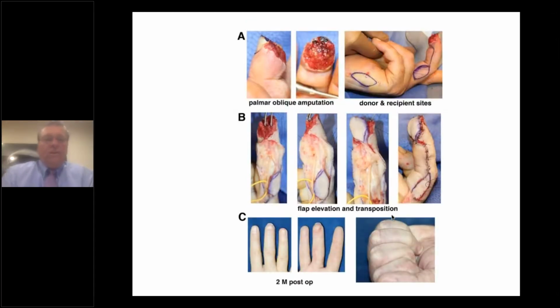Here's one of the procedures that I think we're doing more. I think this is a much more physiologic approach. You can see the distally based island flap taken from the side of the finger, and the donor area is covered with a full thickness hypothenar graft. This is a one-stage procedure, and they do pretty well. You can see this man 2 months post-operatively, and he's gone on to do very well.